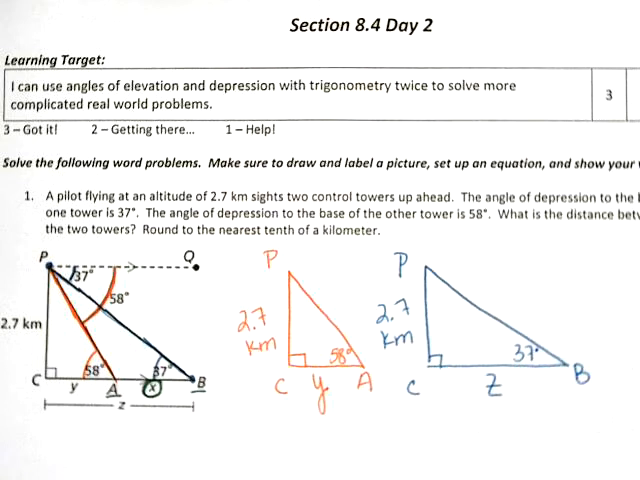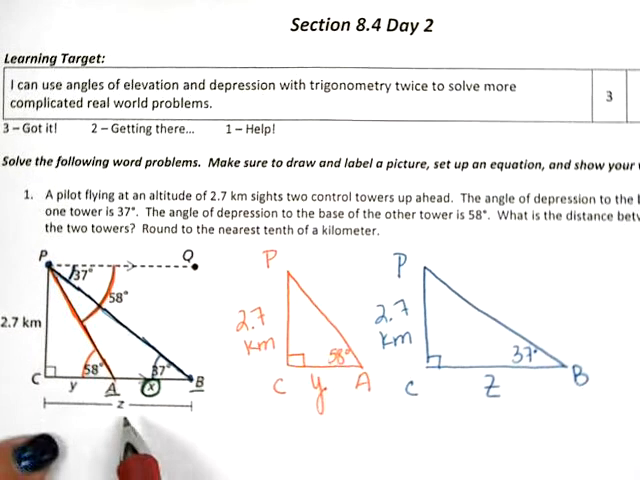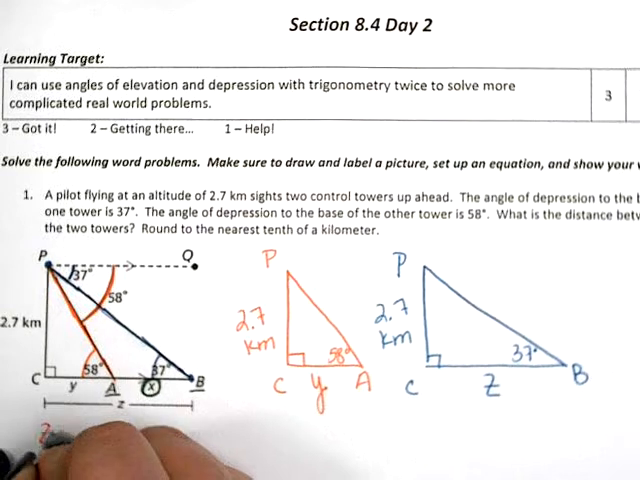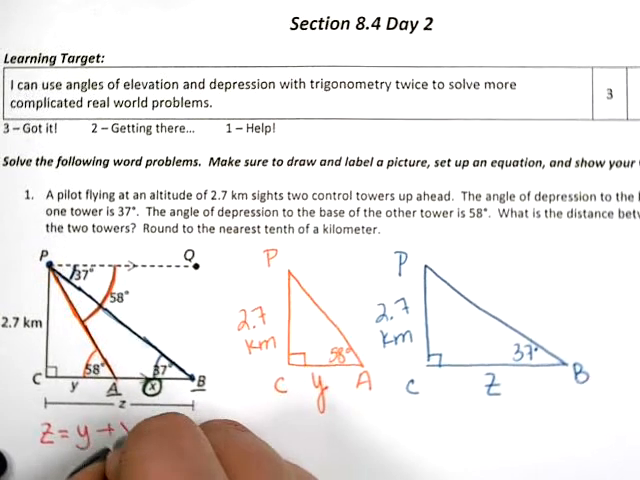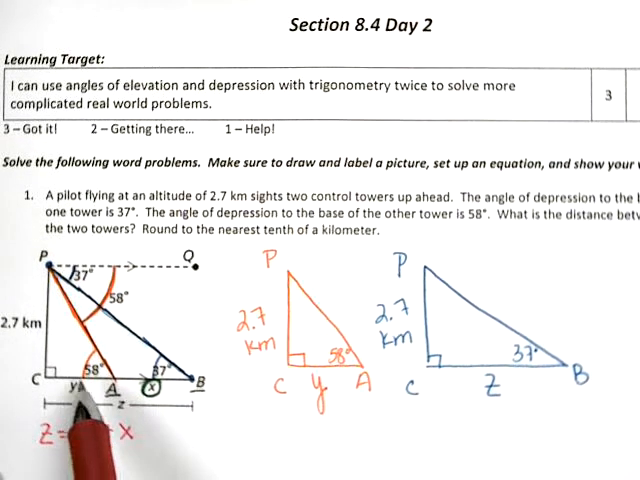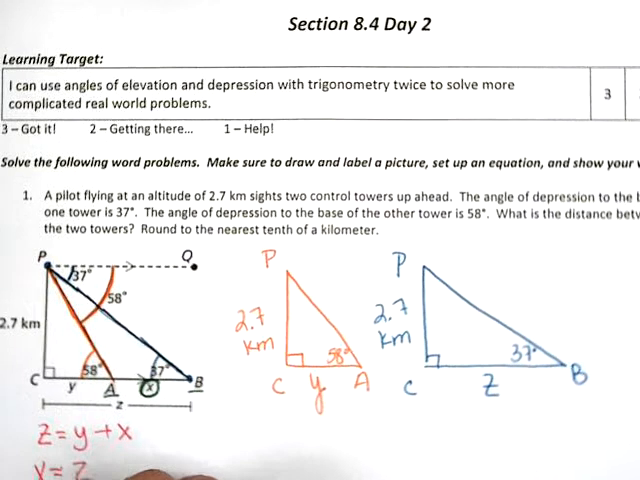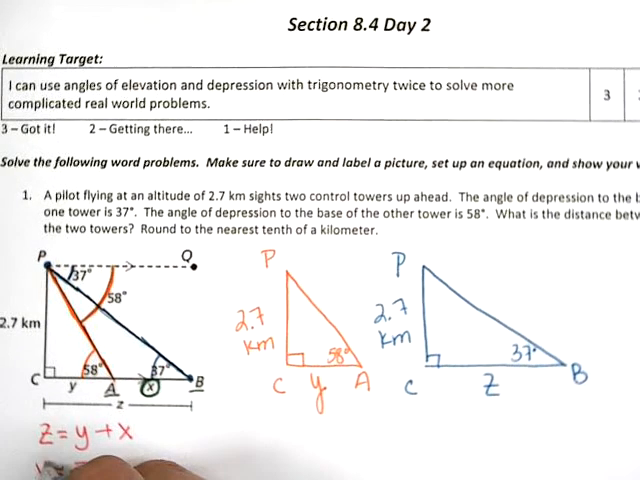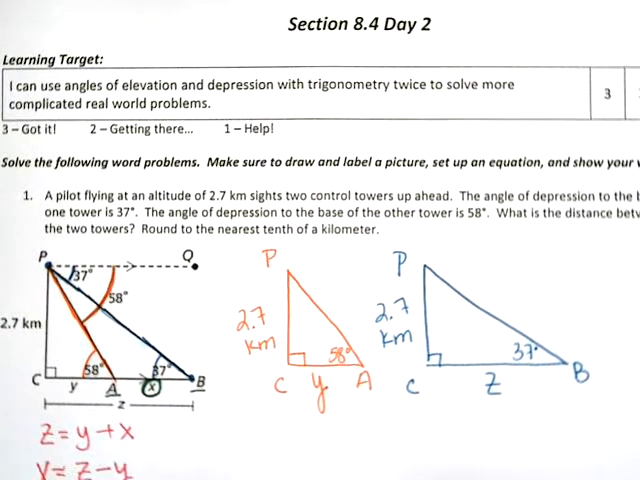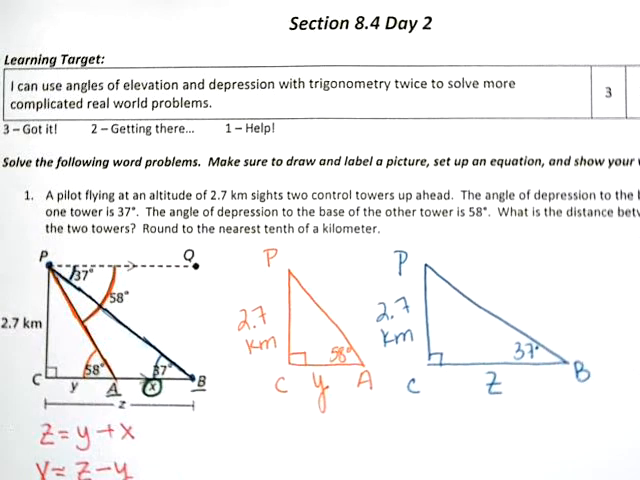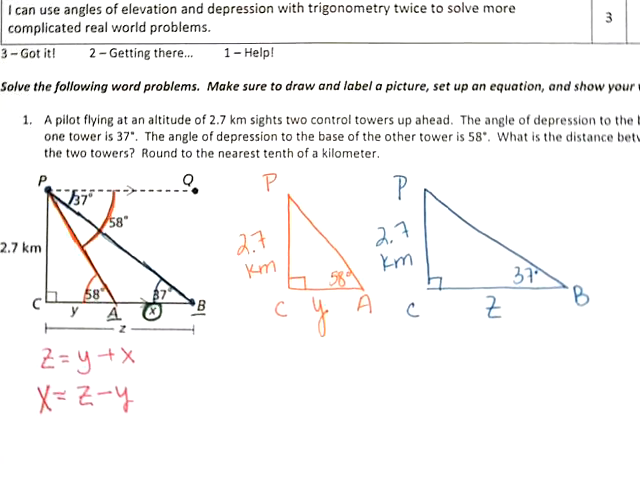But the problem is we want x. So you have to be able to look at this picture and recognize that z is equal to y plus x, right? The distance of y and x, if we add those together, we get z, which means x is going to equal z minus y. So if I can find z and y and subtract them, I can get x, the distance I'm looking for. So that's all we're going to do, all right?